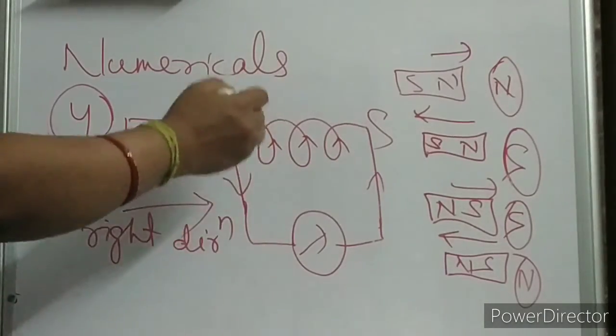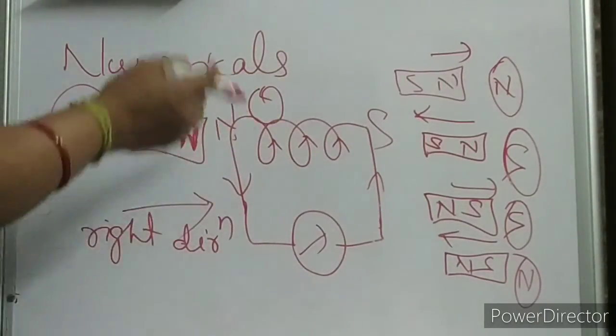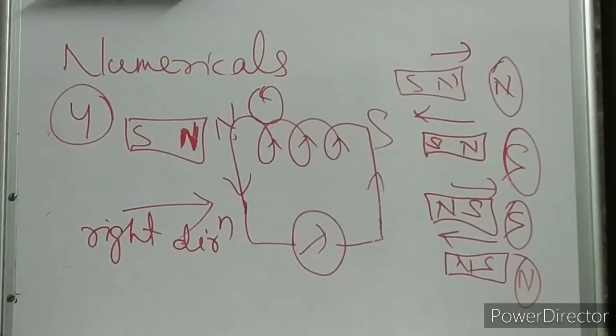Or you can apply this, see the direction. This is your anti-clockwise. You can apply that rule also. If it is anti-clockwise, then what will happen? The north pole, it will try to pull back. If it tries to pull back, that means it is moving in this direction. Clear, children? That also you can apply. Hope I am clear with this numerical.